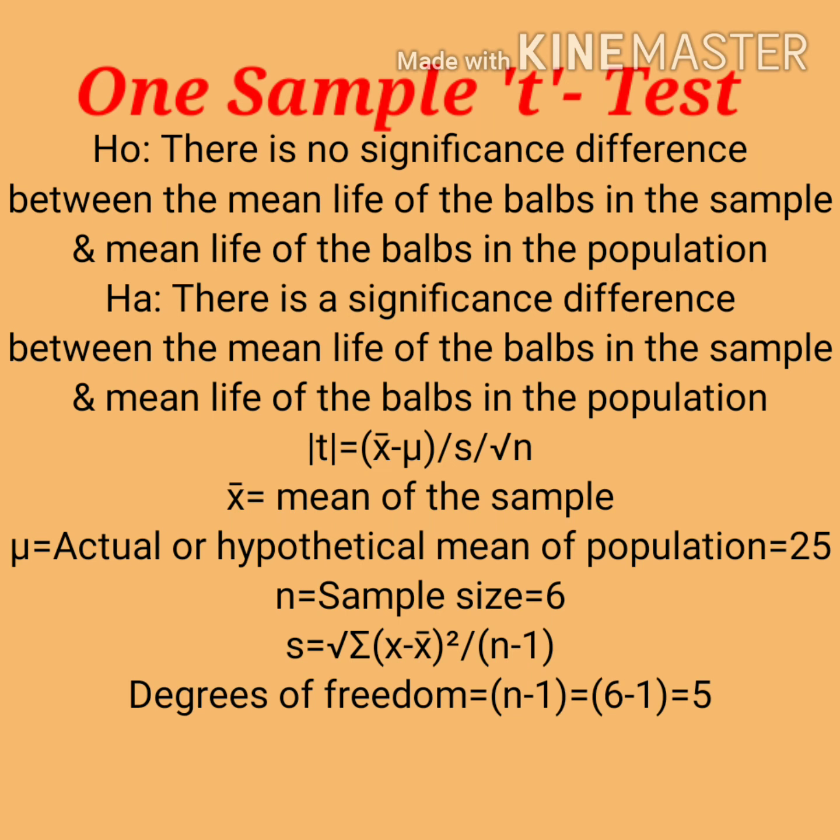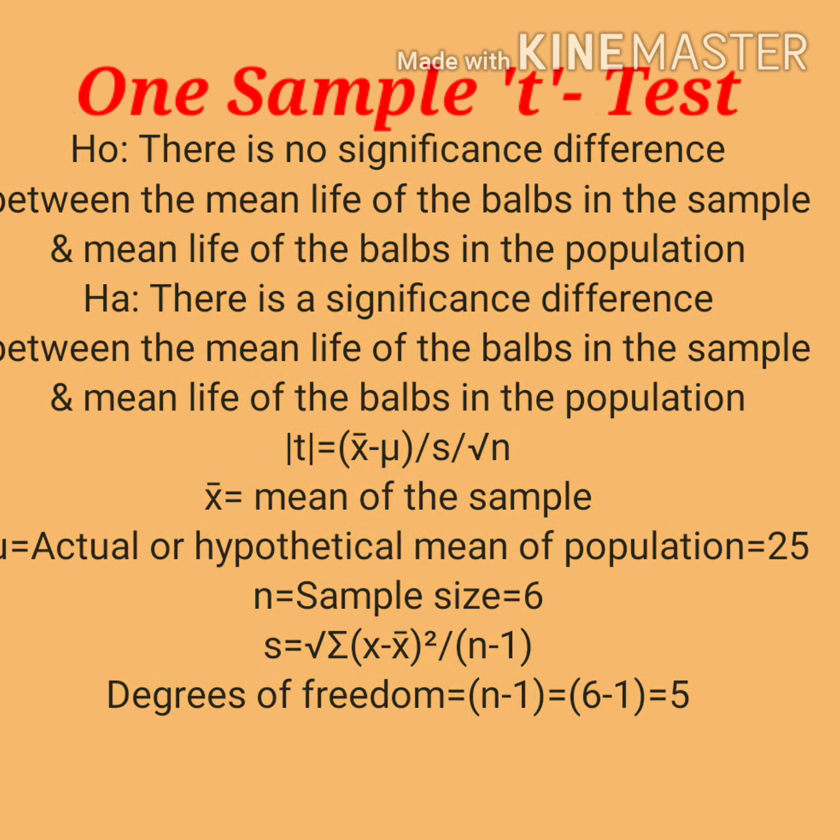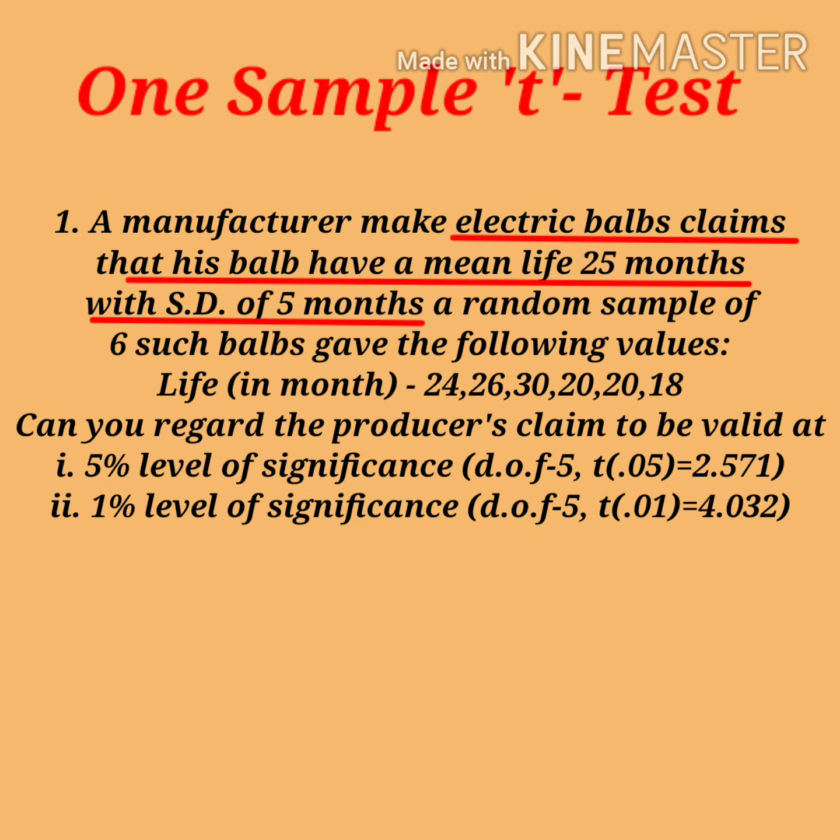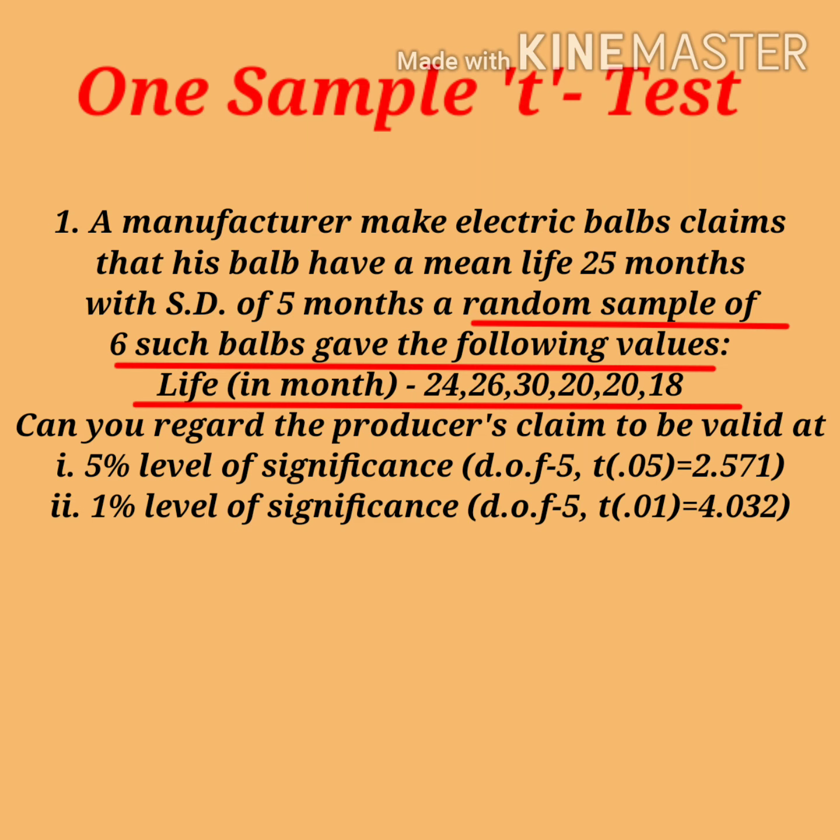Here the manufacturer claims that the bulbs have a mean life of 25 months with a standard deviation of 5. Whether that claim is valid or not, that we should prove. So for that we will have to take some sample. So we have collected a sample where 6 such bulbs were randomly selected, and their life in months is given, that is 24, 26, 30, 20, 20 and 18. And we have selected that sample from the population. Here the population means the manufacturing house.